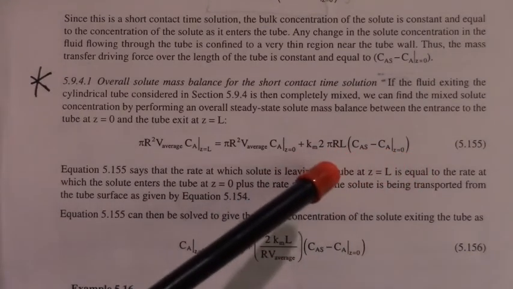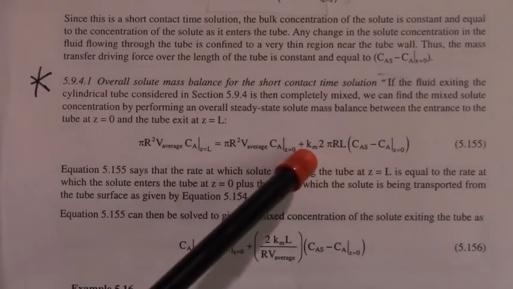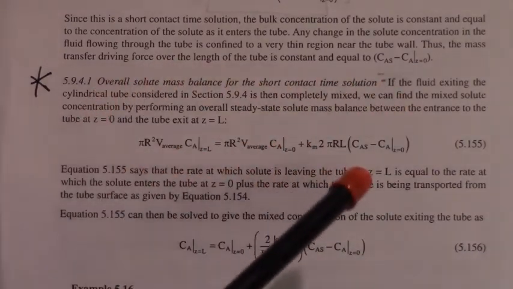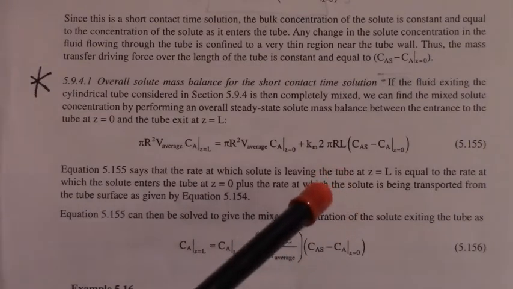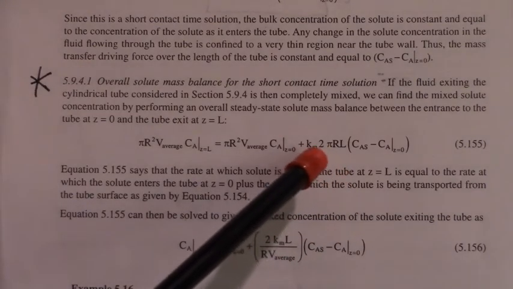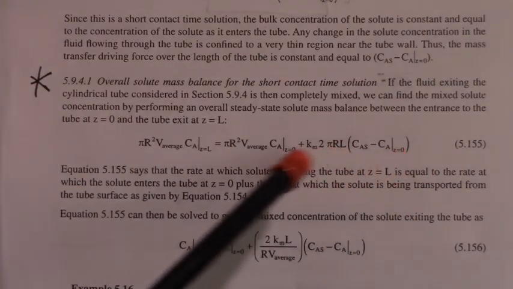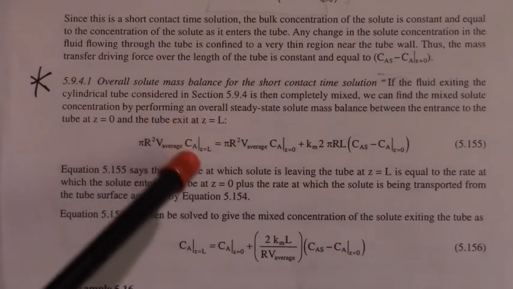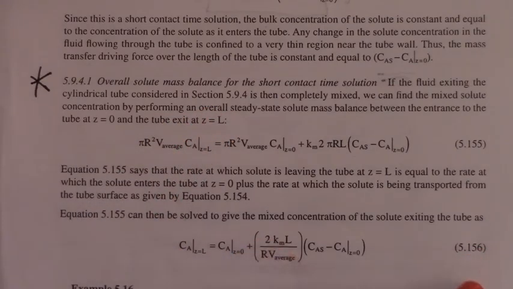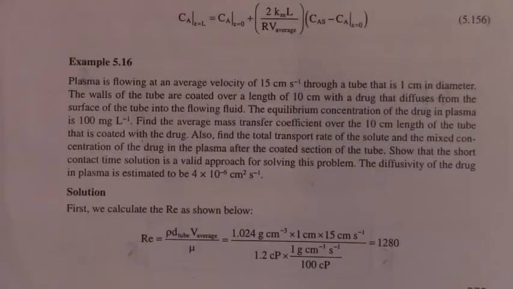So this is where we see our mass transfer rate equation coming in to our overall mass balance on a device that we're investigating. So that's going to be your Km times your surface area times your driving force. So we can take this equation and solve for the exiting concentration, and we get equation 5156. So you as the engineer, you would know everything on the right hand side for your particular design situation, and you could calculate what the exiting concentration would be. And this is illustrated in the next example, 516.